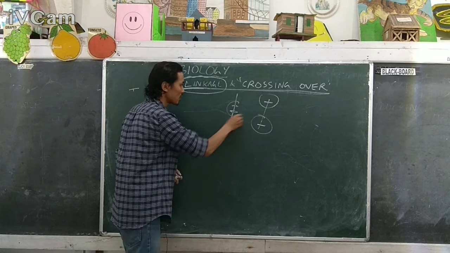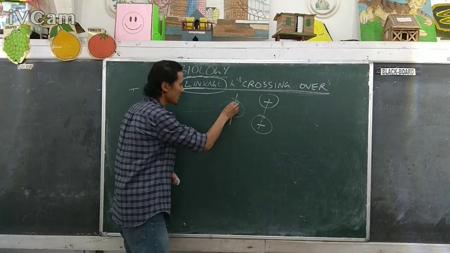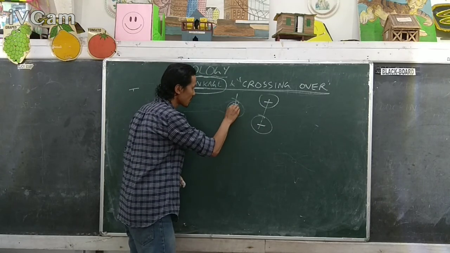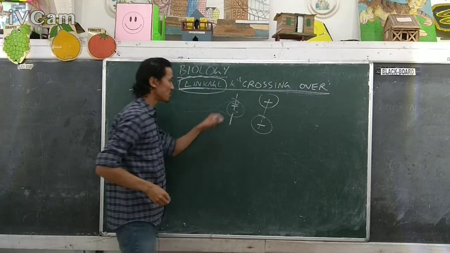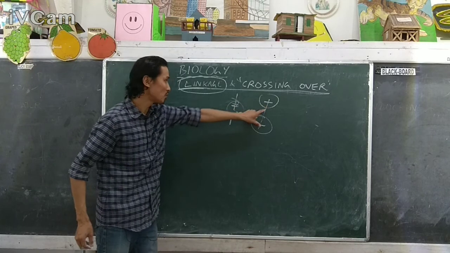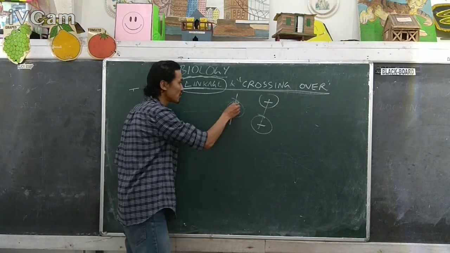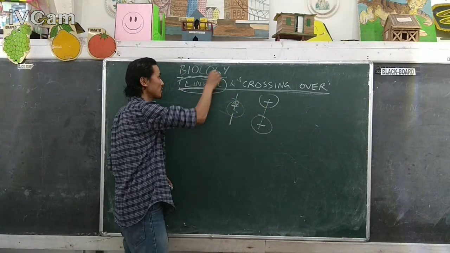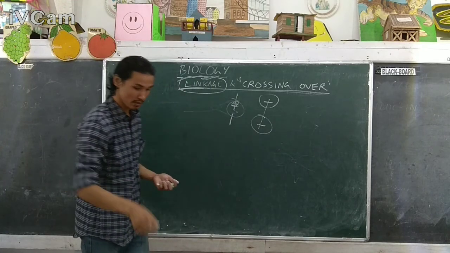But even if a break occurs, since they are very close to each other, let's say over here, the genes are very close together in this chromosomal arm as compared to this arm. So even if a break occurs, these two genes always remain together. So as a result, they undergo linkage.